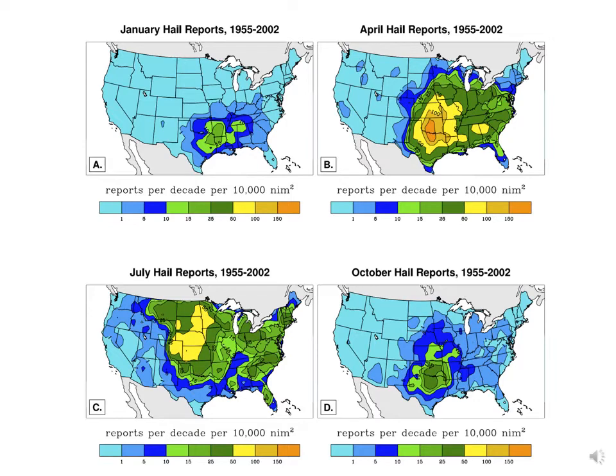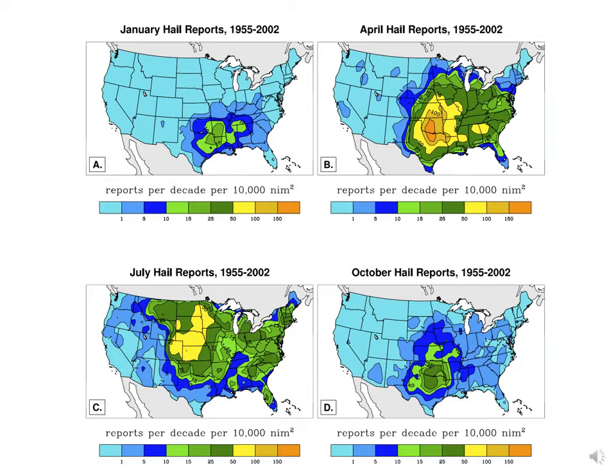So let's look at how the progression of these hail events changes with the month of the year. If we look at the January hail reports in the upper left, panel A, you'll see that the hail reports are primarily limited to the Gulf Coast states, Texas, Louisiana, Arkansas, Mississippi, Alabama, down that region. And if you think about that, in January, how many thunderstorms do you have in the upper Midwest? Not very many.